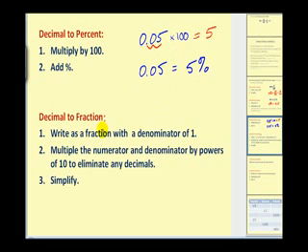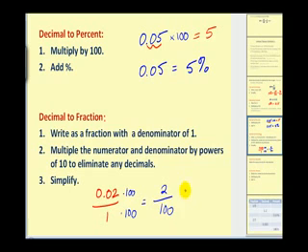Next, to convert a decimal to a fraction, write it as a fraction with a denominator of 1. Multiply the numerator and denominator by powers of 10 to eliminate any decimals, and then simplify. So for example, if we start with the decimal 0.02, we would write this over 1. Now if we multiply the numerator by 100, it would move the decimal to the right twice. That would eliminate the decimals. So we have to multiply both the top and the bottom by 100. That would give us 2 in the numerator and 100 in the denominator, which simplifies to 1/50th.